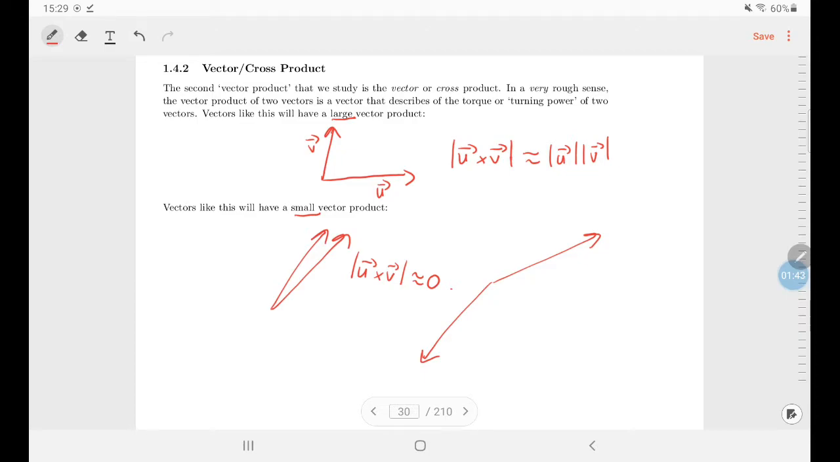Now, of course, if the magnitudes of U and V are very, very big, if you have a very, very big force, you're still going to have a moment, even if it's not very efficient. But really what it means is that the length of U cross V, as a percentage of the length of U by the length of V, is close to zero. Okay, so let's put some sense on this if we can.